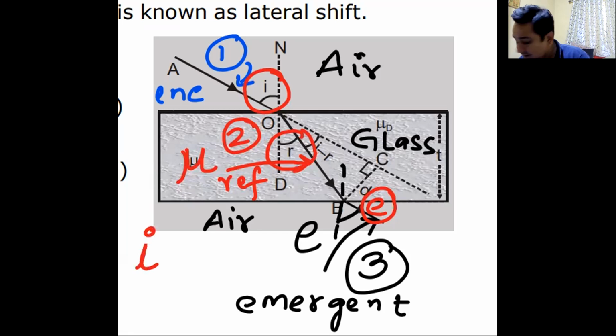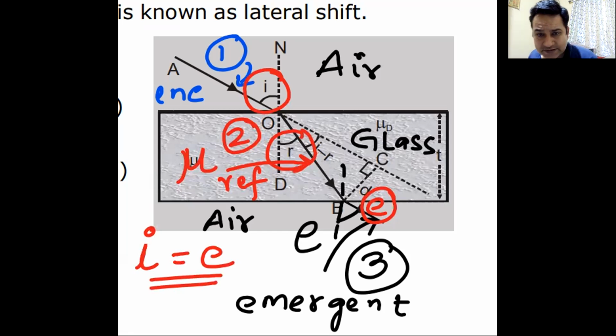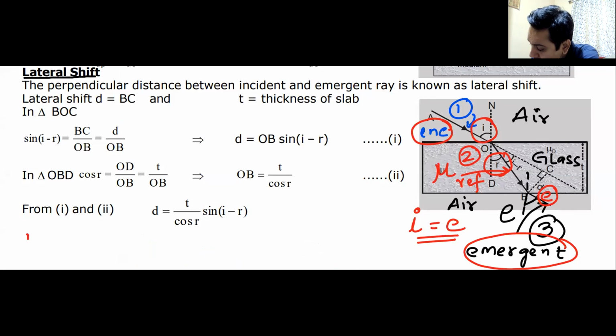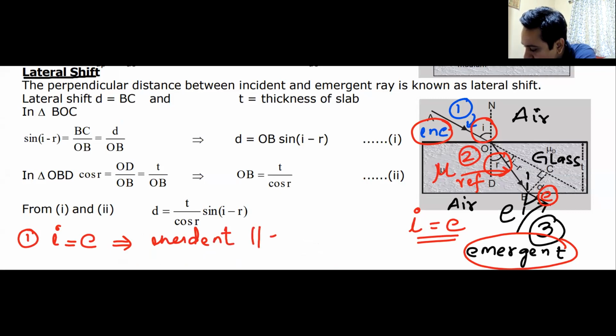Remember, this angle I, which is the incident angle, is equal to the emergent angle. That is the first thing that you should remember. The angle of incidence and the angle of emergence are equal. The other way of saying this is that the incident ray and the emergent ray are parallel. So that is the first point that you must remember here. I hope you have seen the diagram from the sheet and you have drawn it. The first thing that you must remember, and I'm writing it down: the angle of incidence is equal to the angle of emergence, which implies that the incident ray is parallel to the emergent ray.